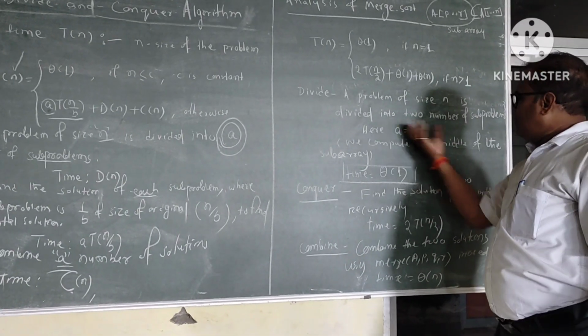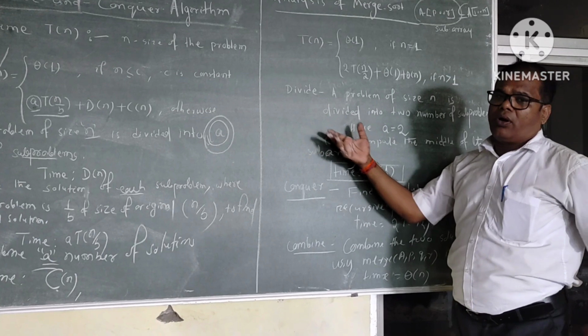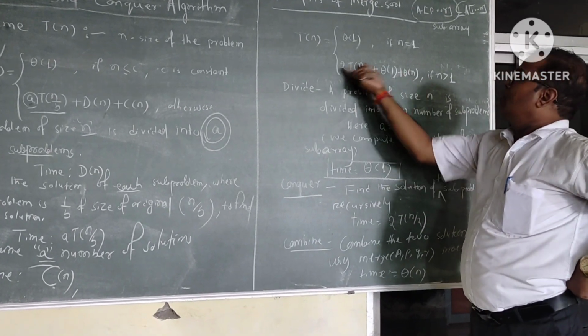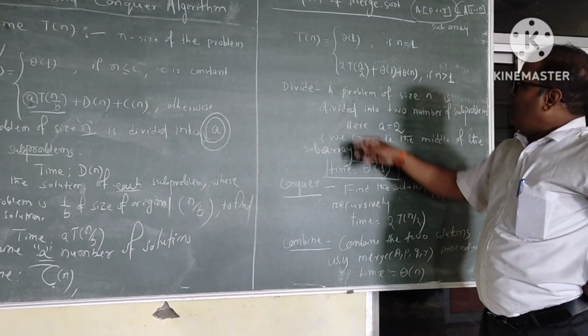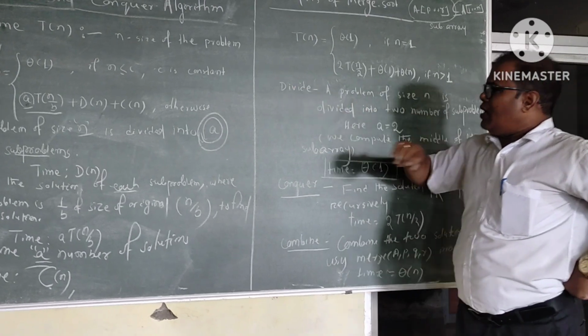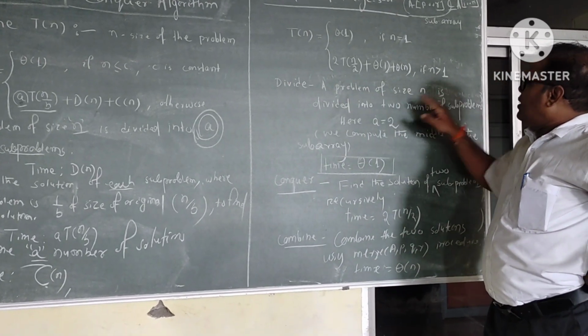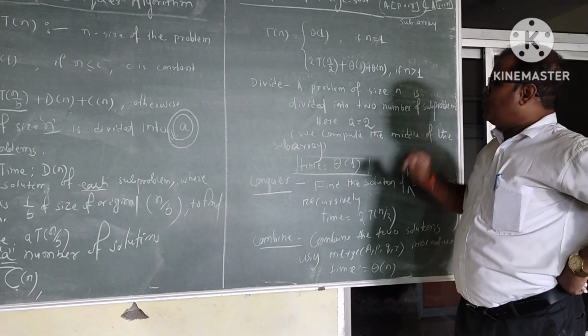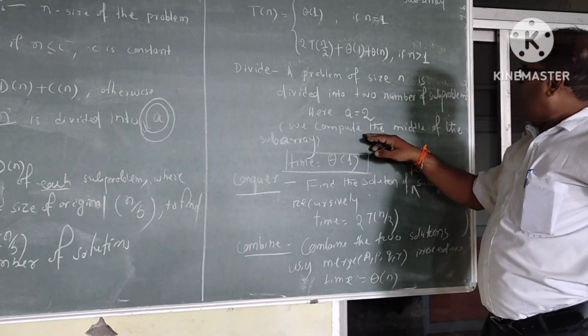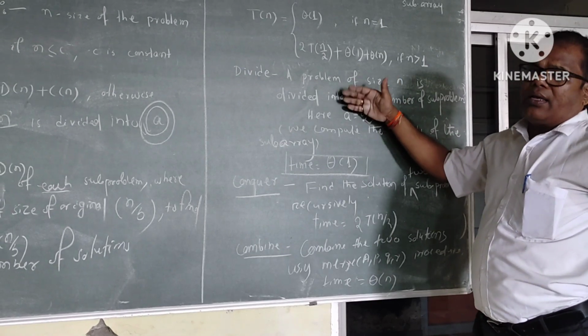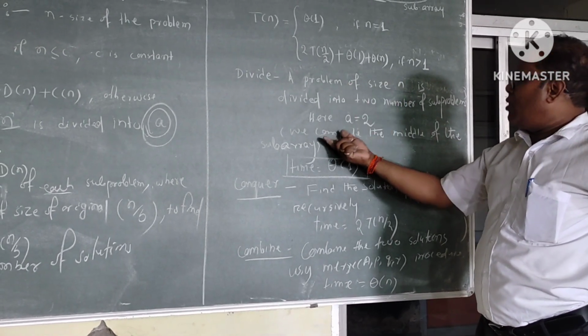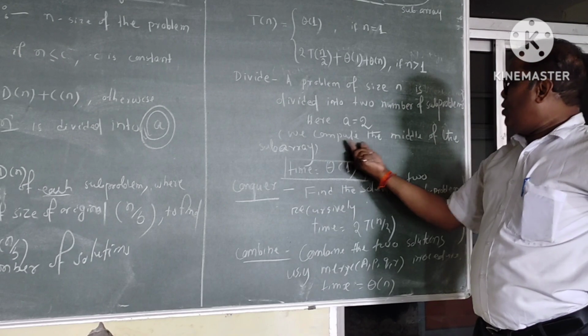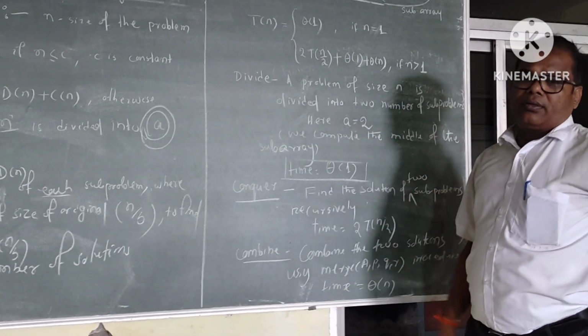Let us give a textual explanation of each component of this time analysis. What exactly did we do here? A problem of size n is divided into two subproblems. Here a is equal to 2. What is the time required to divide? We compute the middle of the subarray.